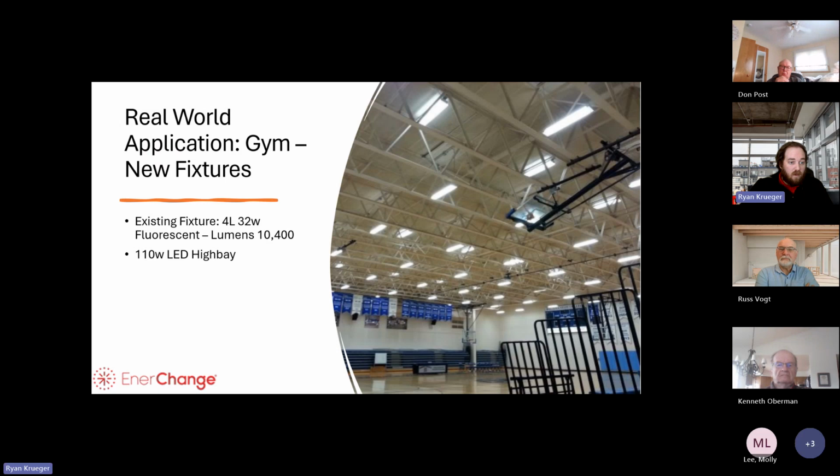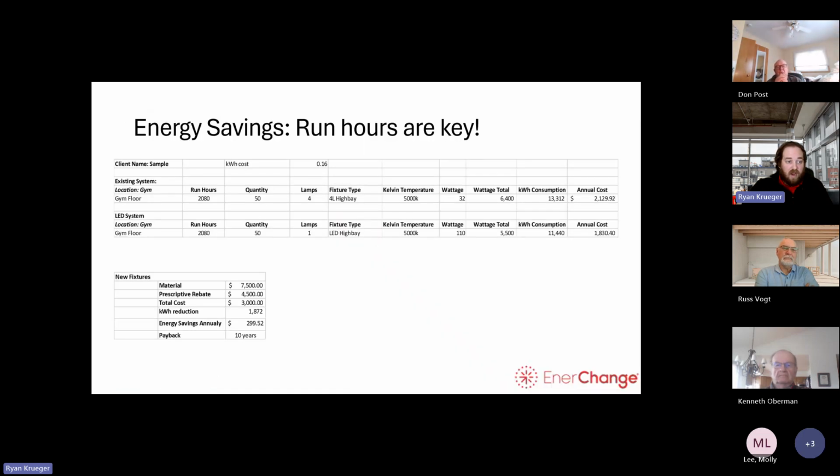So if you were to convert these fixtures to, say, 110 watt LED high bay, the numbers change drastically. To get the same light level that the system is putting out now, you're still going to be using a similar amount of kWh. So like 20 fixtures or 50 fixtures, 4 lamp high bays. The kWh consumption is the same, the cost is the same, but new fixtures versus retrofit is generally 2 to 3 times more expensive.